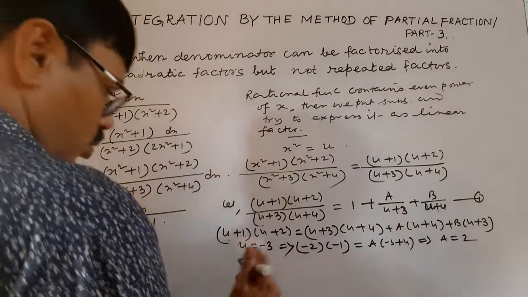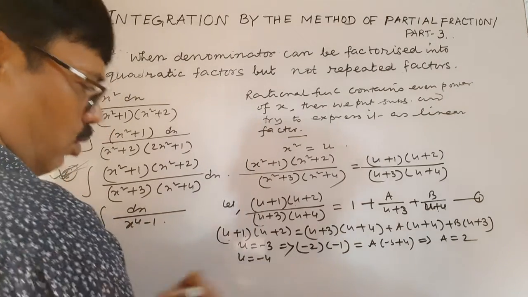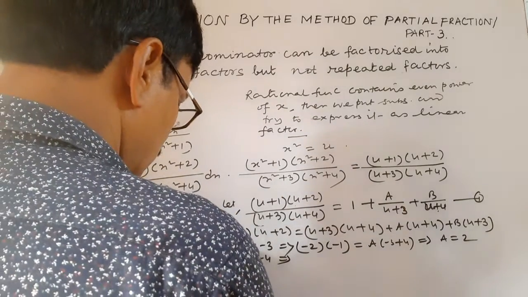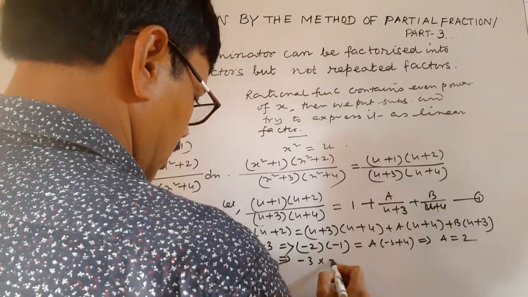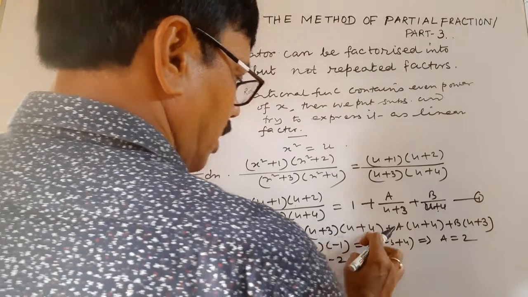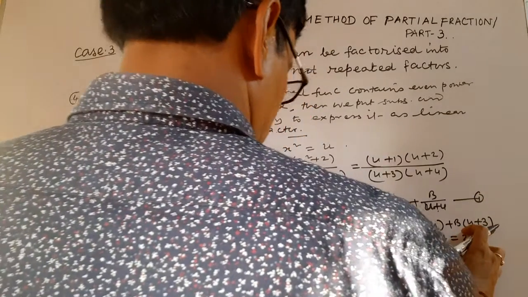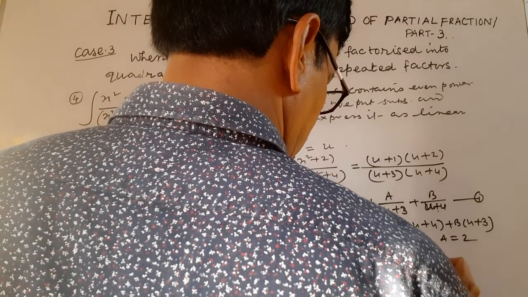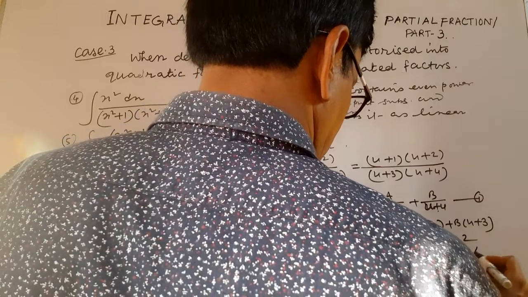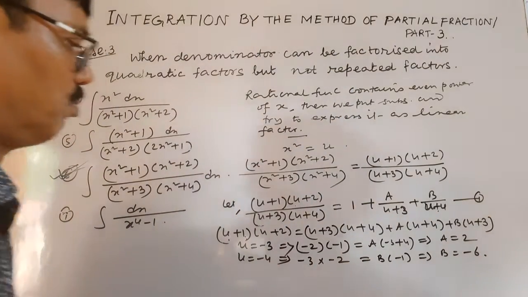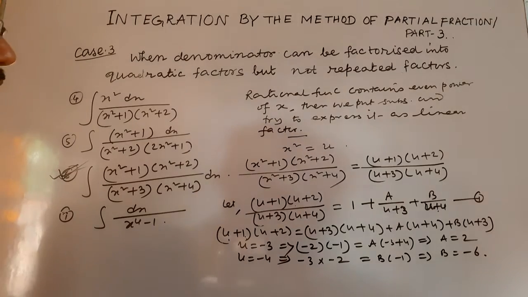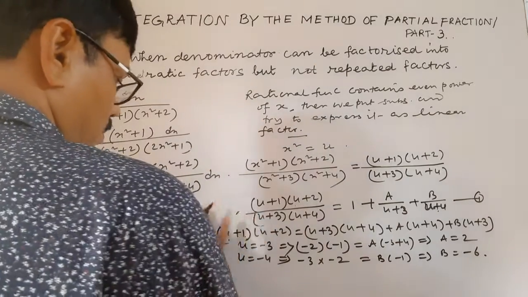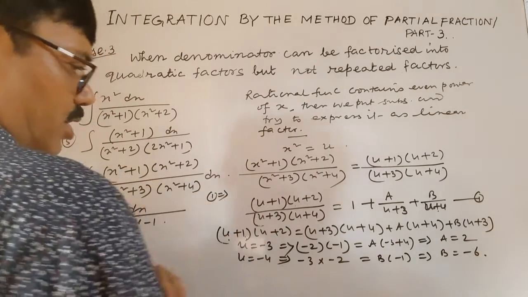A equals 2. So u equals minus 4, because u plus 4 is occurring. So minus 4 plus 3 is minus 3, this is minus 2. So this part is 0, this part is 0. So minus 4 plus 3, so b into minus 1. So b equals minus 6. Now putting the values of a and b.